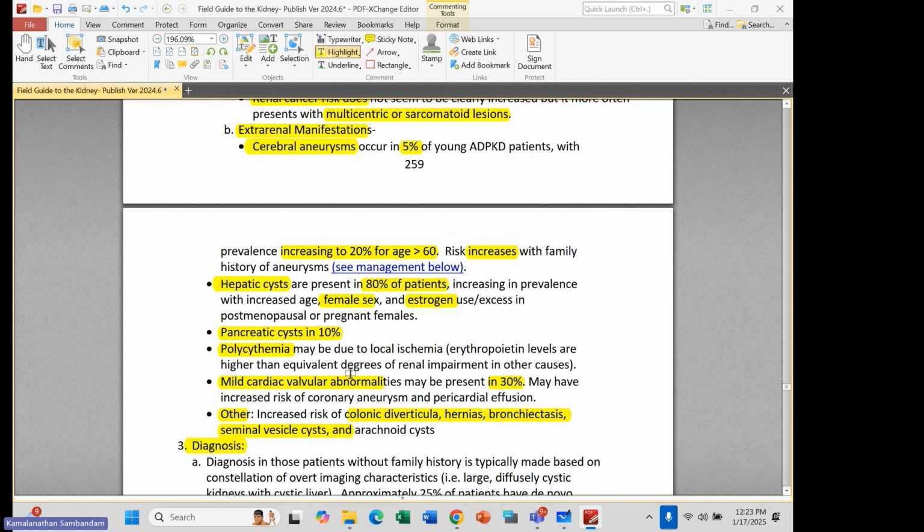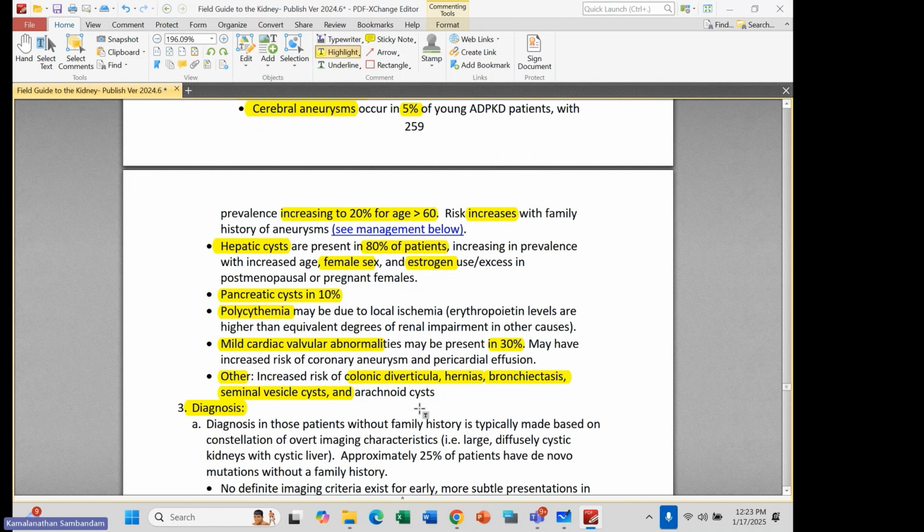You should probably be asking as well about any symptoms of shortness of breath or palpitations from mitral valve disease. You should be asking about any kind of hematochezia. These are some of the ones that are most significant.